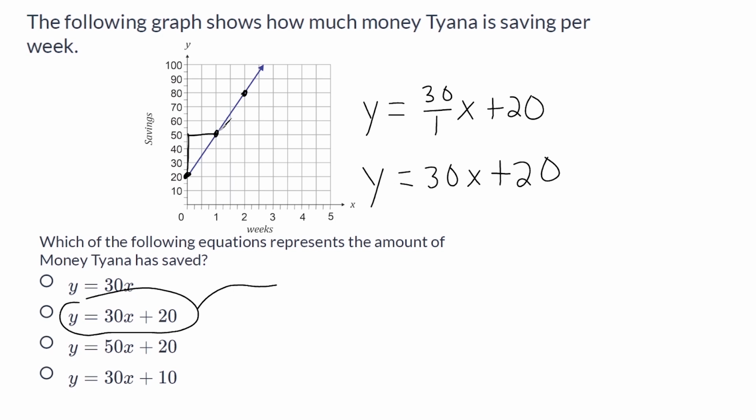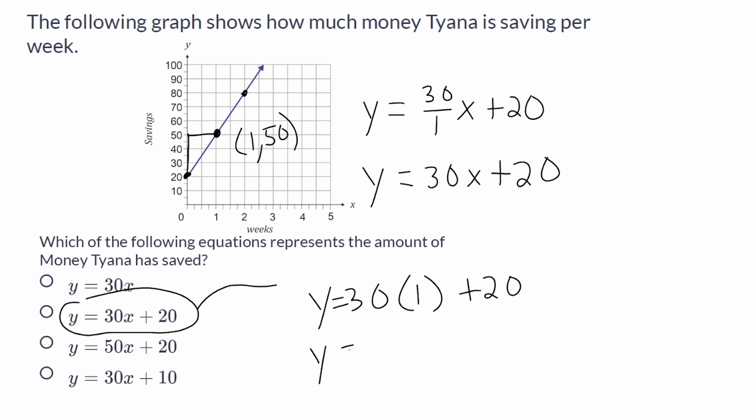For example, let's take a look at this point here. We would say at 1 week, Tiana saved $50. So if we plug 1 week in for 30 and then add 20, we should end up getting y equals 50. So $30 times 1 week is $30 plus $20 would equal $50. So we can see that this equation does check out.